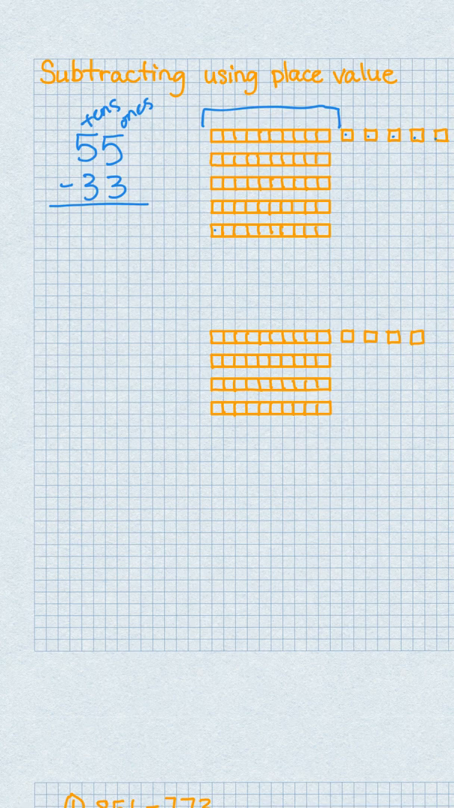So this is going to be 3 tens and 3 ones. So if we subtract first 3 ones and then subtract 3 tens, we're left with 2 tens and 2 ones. Okay, so now let's try it if we are going to have to borrow.